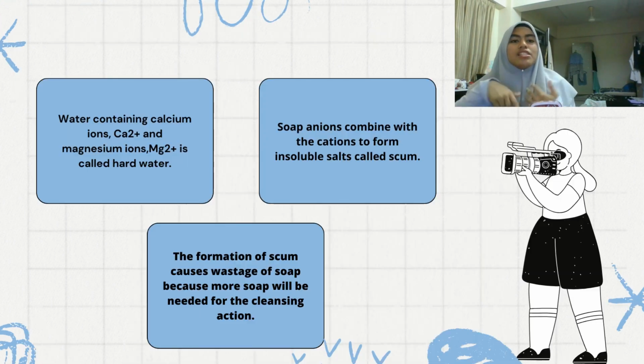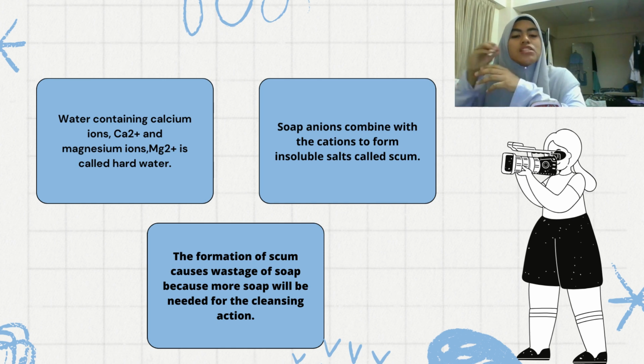Water containing calcium ion Ca2+ and magnesium ion Mg2+ is called hard water. Soap anions combine with these cations to form an insoluble salt called scum. The formation of scum causes wastage of soap because more soap will be needed for the cleansing action.